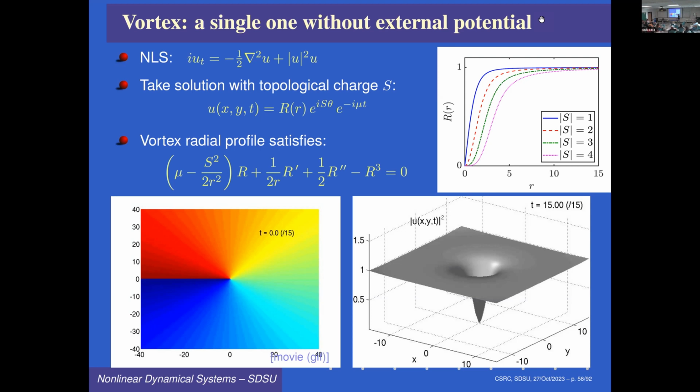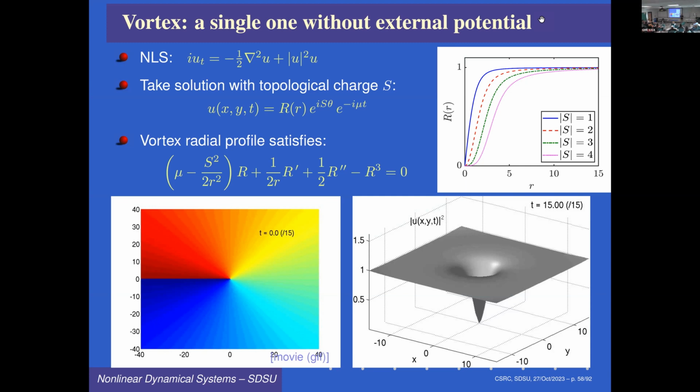When you solve this equation, it's a partial differential equation, and there is no solution that you can write analytically. You have to do it numerically or with approximation. You get this type of vortex radial profiles: charge 1 and minus 1, charge 2 and minus 2, charge 3 and minus 3, etc. The higher the charge, the more angular momentum, the more the atoms are pushed out, so you get a deeper hole.